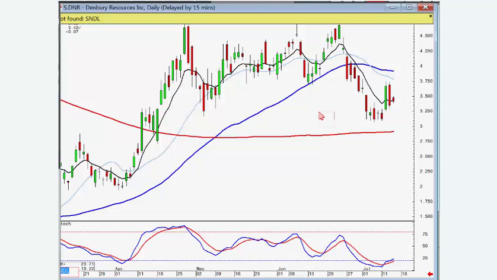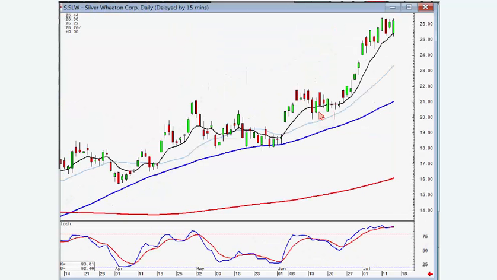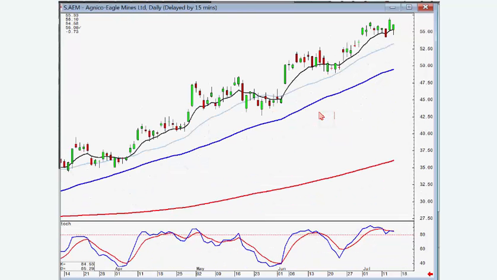SNDL, uh-oh. Did I do that wrong? SNDL, oops, that's not the right one. Silver Wheaton, just stay long as it stays above the T line. AEM, I keep forgetting about this one. There's another nice steady eddy as long as it stays above the T line.